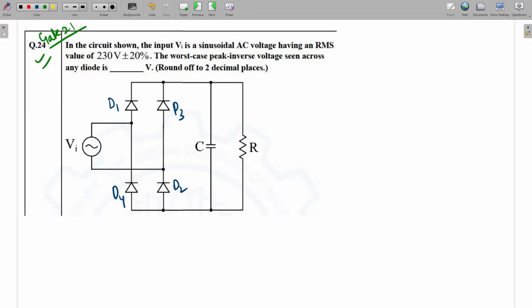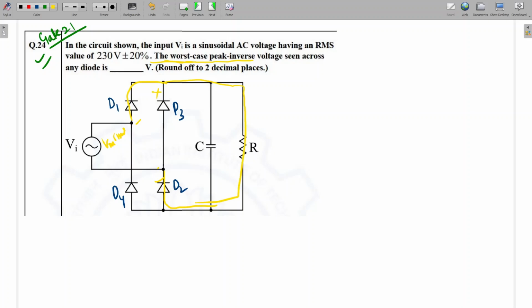It is asking what will be the peak inverse voltage seen across any diode. Peak inverse voltage means the reverse voltage across the diode. This is Vm sin omega t, and when D1 and D2 conduct, this plus will go here. This is shorted from here to here, and this is shorted. So it will conduct like this.